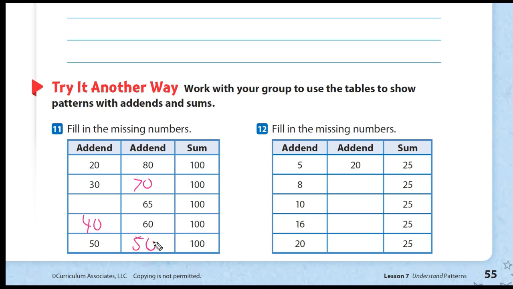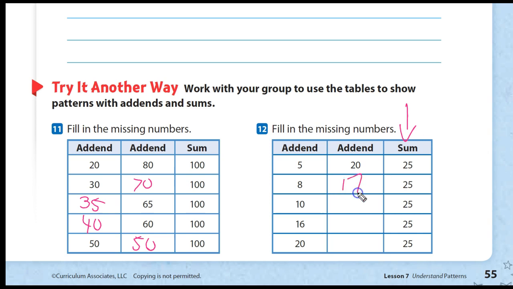So now, 65 plus what gives me 100? 35, yes. Because I took a 5 from 40, added a 60, and then I got 35. Now all my sums have to equal what? On number 12, 25. So 5 plus 20 is 25. 8 plus, not 9, that would be 17. Now one less than that.